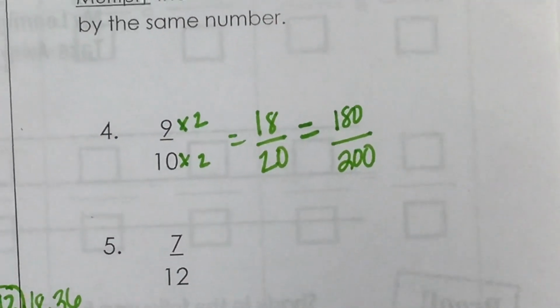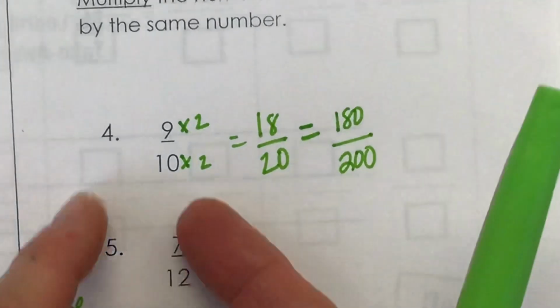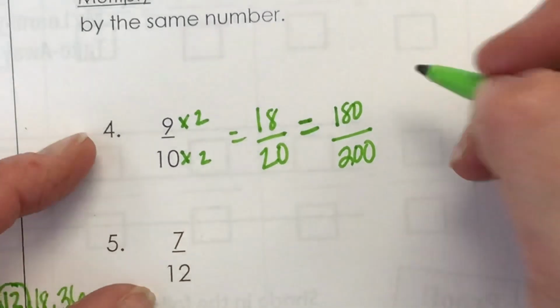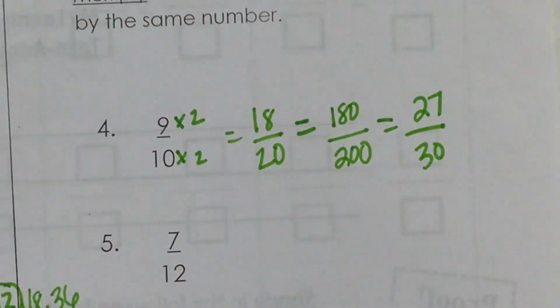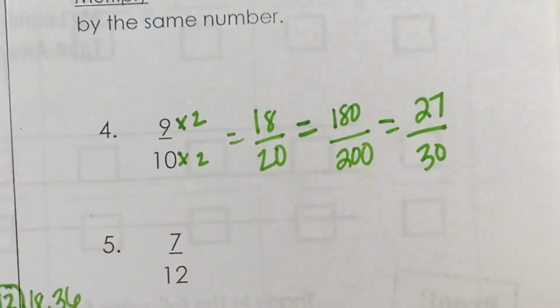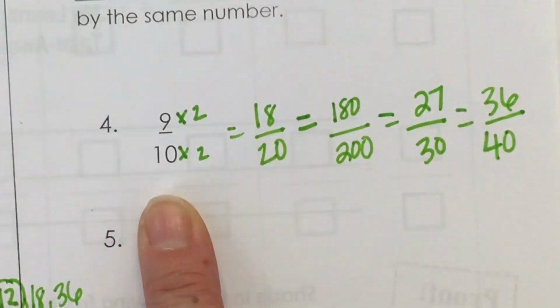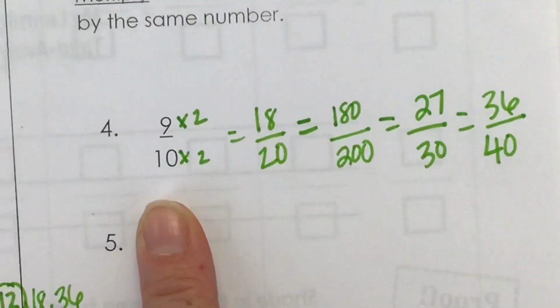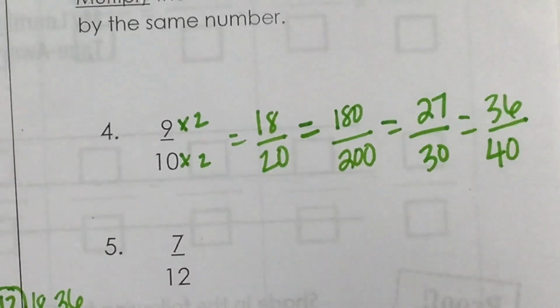Riley. 1,800. Yeah, we could do that by 10 again. But we could also just go times 3. 9 times 3 is 27. 10 times 3 is 30. I could go times 4. 9 times 4 is 36. 10 times 4 is 40. Okay? There's an infinite number of equivalent fractions.